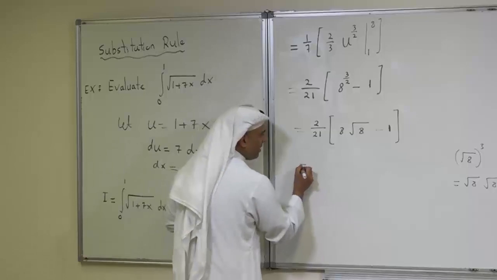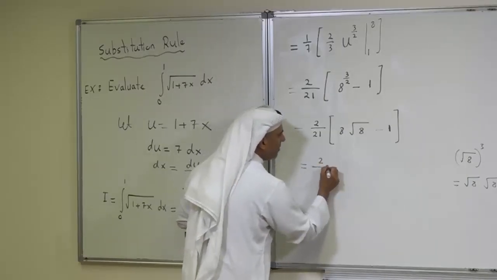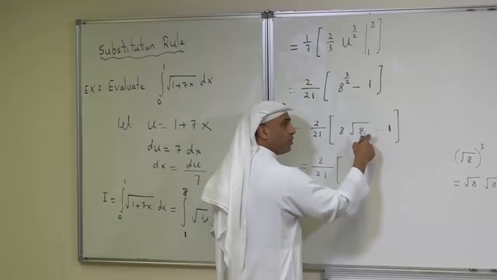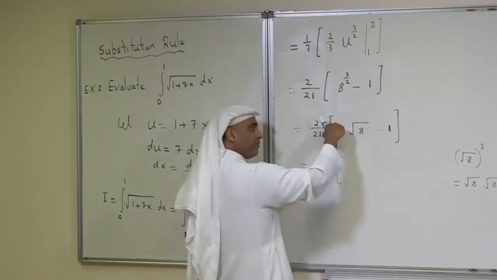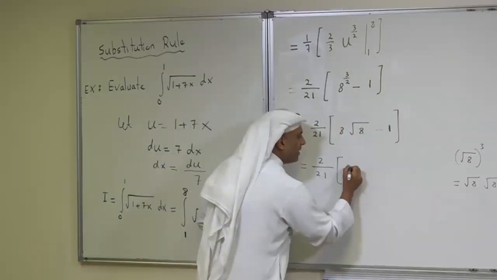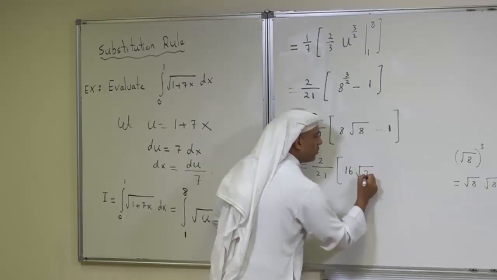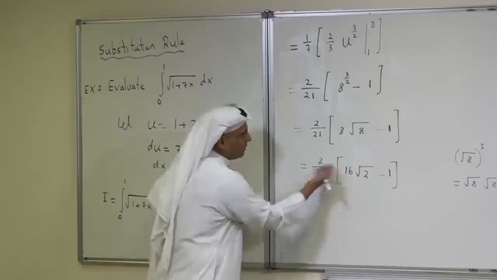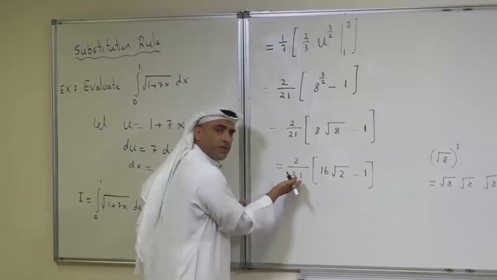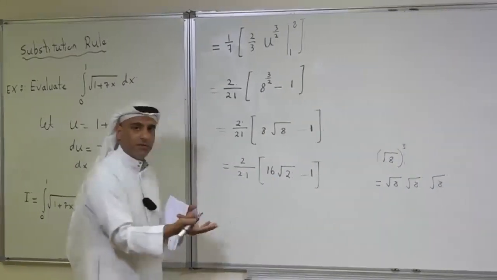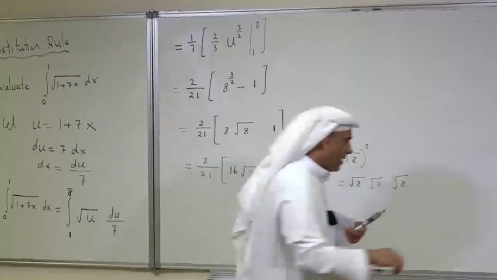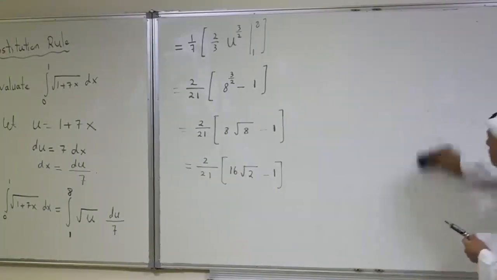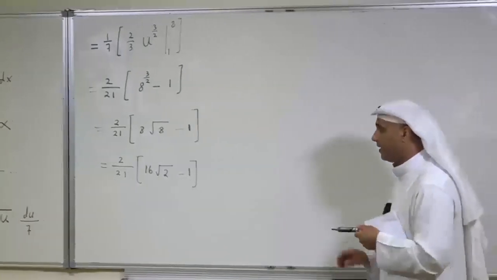Now, for more simplification, if you like, you can do this also. Because 8 is still 4 times 2, I can take the 4 outside as 2. 2 times 8 will be what? 16 radical 2 minus 1. You can keep it this way. You can also multiply by the fraction outside and write it in another form. But this is the final answer. And this is how the substitution rule is used to solve a definite integral.